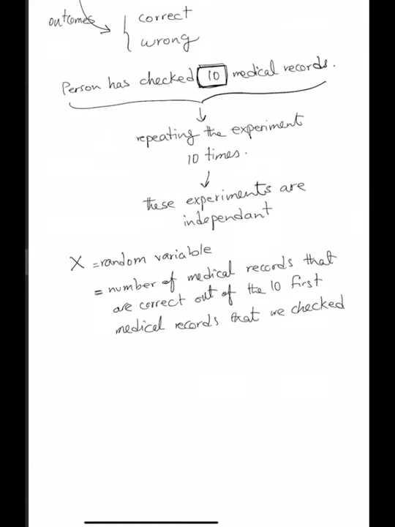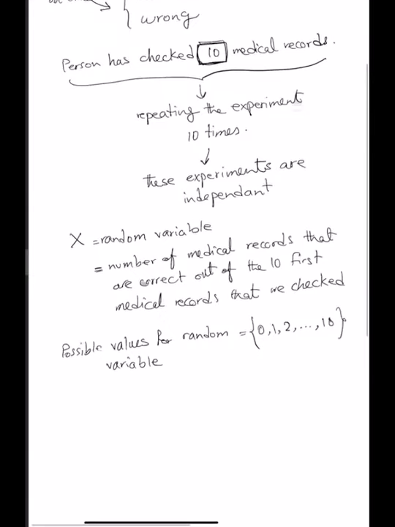Can you tell me what the possible values are for my random variable? What are the possible values that this random variable can get? 0 means no medical record is correct. What else? 1, 2, all the way to 10. So when the random variable gets a value of 10, that means all the medical records are correct.